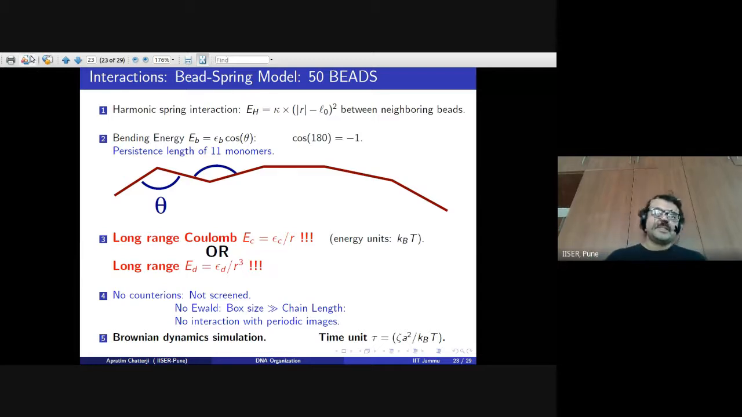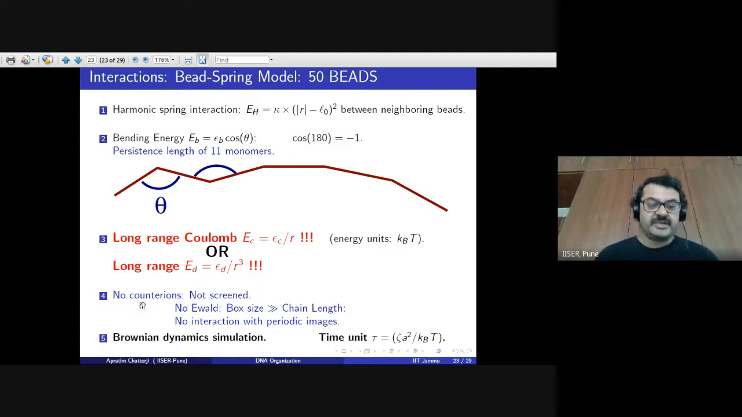The way we have modeled the system is again a bead spring model, with harmonic springs connecting adjacent beads. There's a bending energy cost, epsilon b cos theta, so that if a triplet of monomers is perfectly straight, the angle theta between bonds is 180 and the energy is minimized. Any bend away from 180 has an energy cost. In addition, there are two cases: we put a repulsive 1 by r interaction, or a long range 1 by r cube interaction. In both cases, we see helical conformation on introduction of this repulsion.